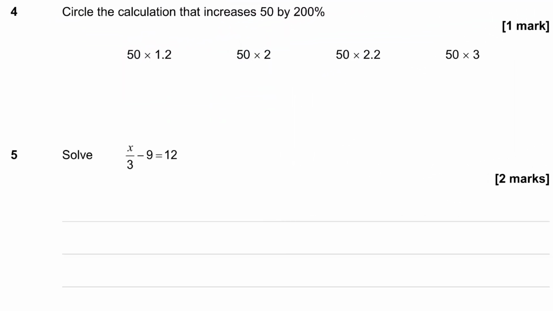Question 4. Circle the calculation that increases 50 by 200%. Now this is a percentage increase, which means we're already starting with 100%. So if I'm going to increase it by 200%, then I'm going to use a multiplier of 100% plus 200%, which is 300%, which is 3 as a multiplier. So it's going to be 50 times 3.